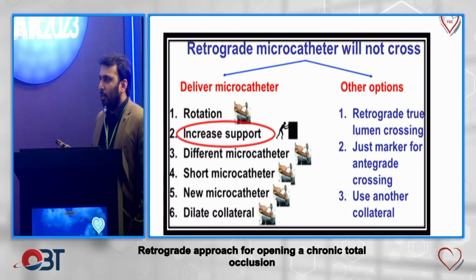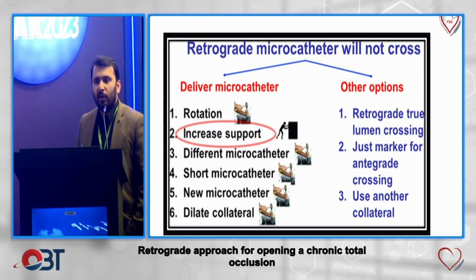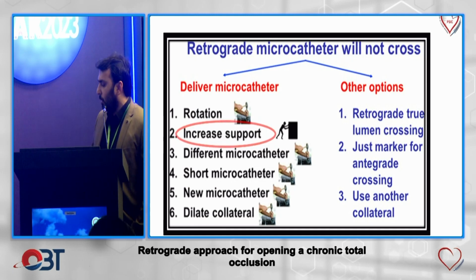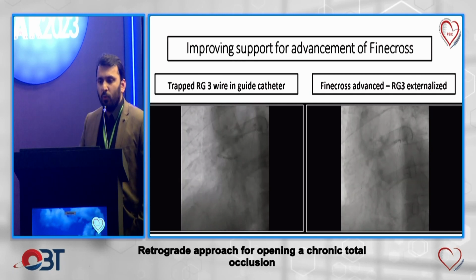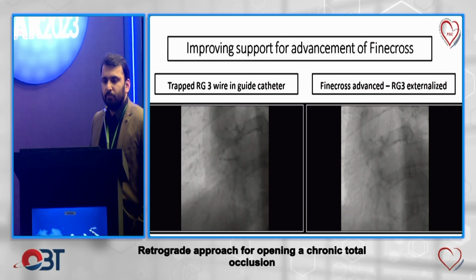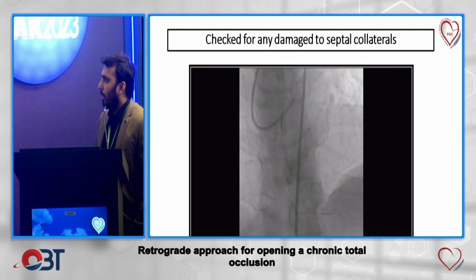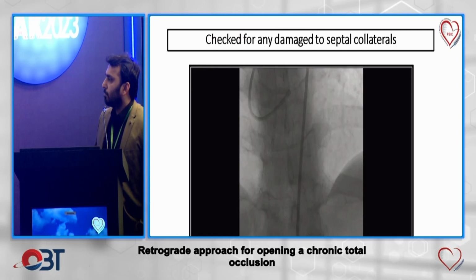Still, as externalization was further to be done, we needed to advance the microcatheter, and some maneuvers were needed. So to deliver the microcatheter, it was decided to increase the support, which was done by trapping the RG3 wire in the guide catheter with a 2.0 balloon, and by trapping the wire, the microcatheter was advanced. After advancing the microcatheter, the wire was externalized, and a retrograde check injection was given to see any damage to the collateral branches.